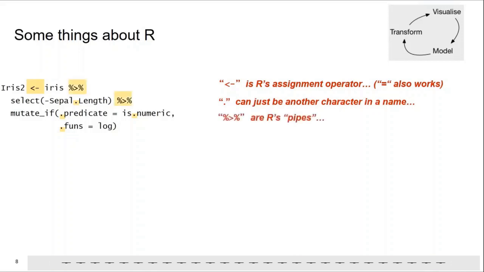Also, the pipes, this percent greater than percent sign, are R's version of pipes, and all those do is essentially say, okay, take the steps you've had up to here and then pass that on to the next step. So it just moves things along. And pipes are very central to the Tidyverse and this tidy approach because they help to break things into logical chains of step-by-step processes where you can see, first you're doing this, then you're doing this, then you're doing this, and it makes it much more readable.